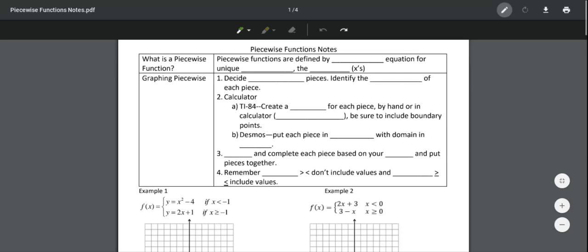So we're going to talk about piecewise functions today, and I'm going to use your notes. You'll notice that on the Canvas course, there's a pretty PowerPoint that goes along with this.